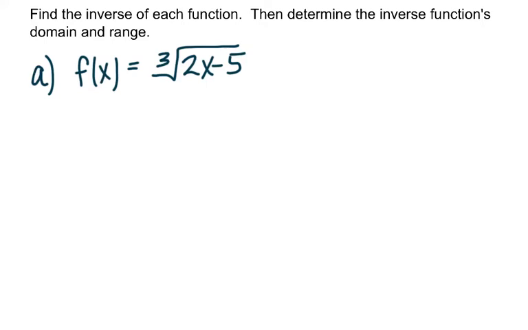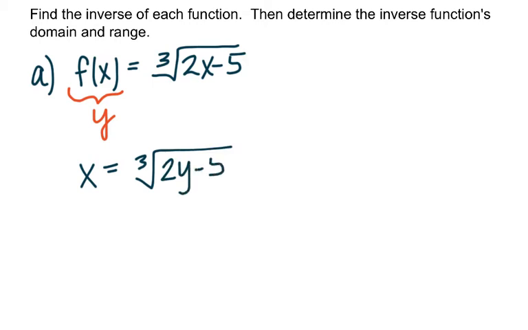We want to find the inverse of this function and then determine its domain and range. So our first step in finding an inverse is to interchange the x and y variables. Remember, f of x is just a fancy way of writing y. So if we interchange x and y, then rather than having y equals the cube root of 2x minus 5, we have x is equal to the cube root of 2y minus 5. So first step is just to interchange x and y.